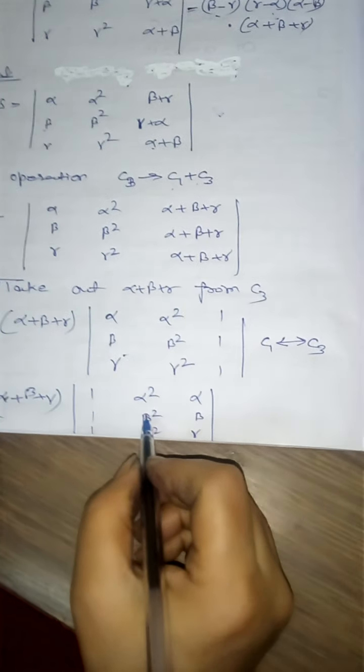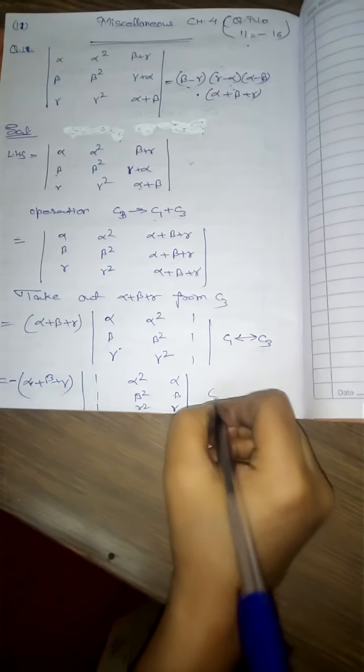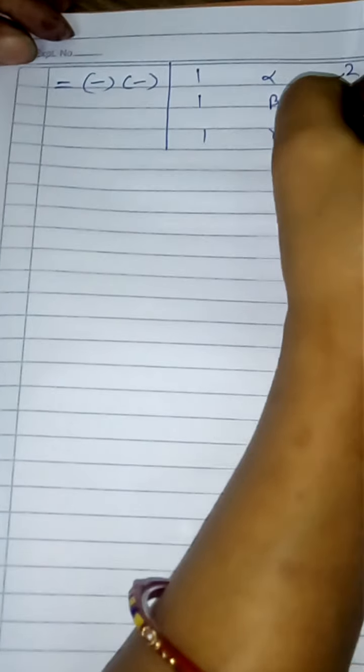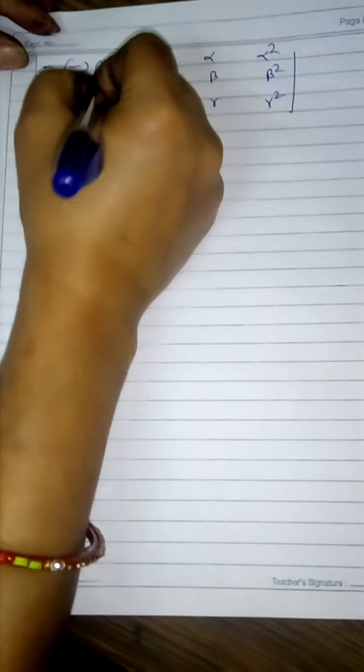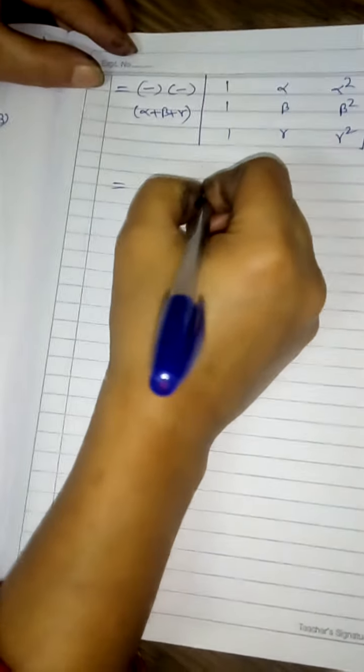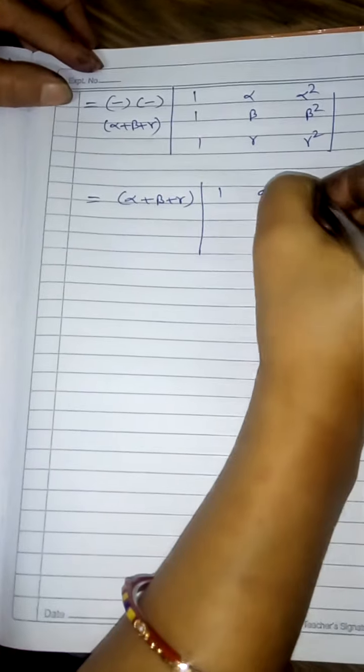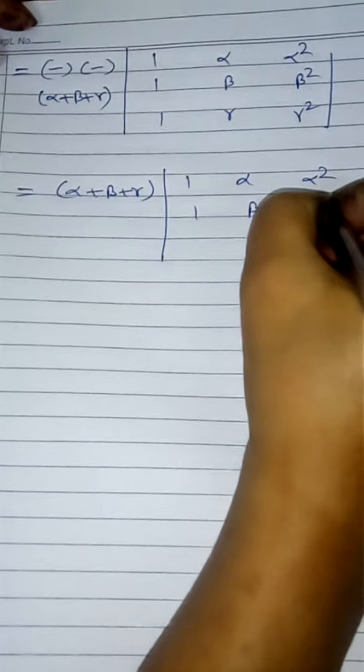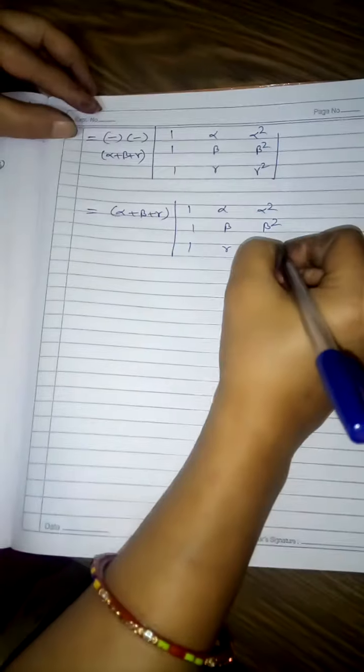After that we interchange C2 and C3, then again a minus comes, so minus into minus is plus. Here 1 1 1, alpha beta gamma, alpha square beta square gamma square. So alpha plus beta plus gamma is outside, and here we get 1 alpha alpha square, 1 beta beta square, and 1 gamma gamma square.